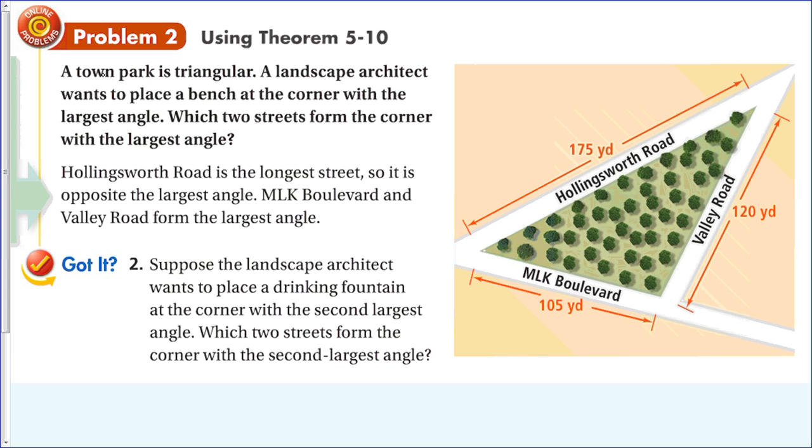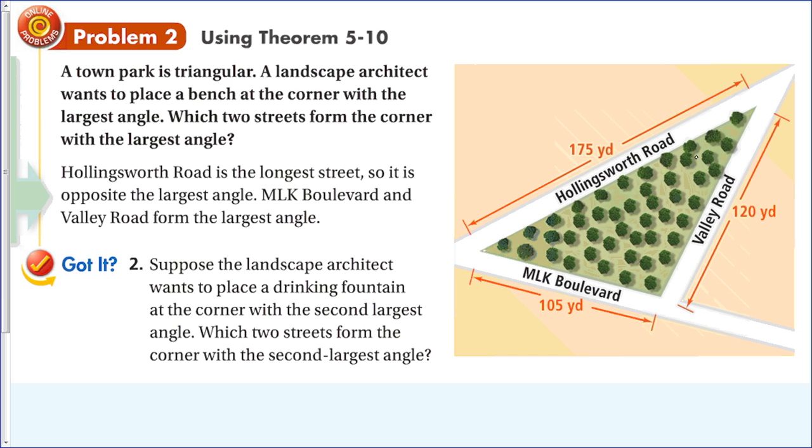So let's look at a problem here. It says a town park is triangular. A landscape architect wants to place a bench at the corner with the largest angle. Which two streets form the corner with the largest angle? Well, if you remember from the last slide, the largest angle is always opposite the longest side.